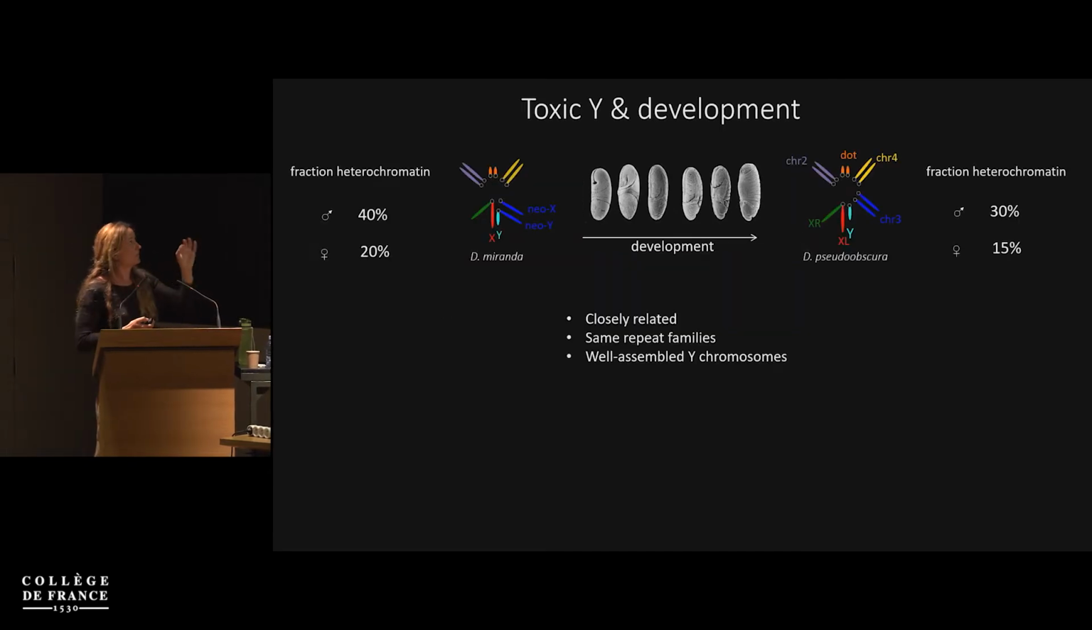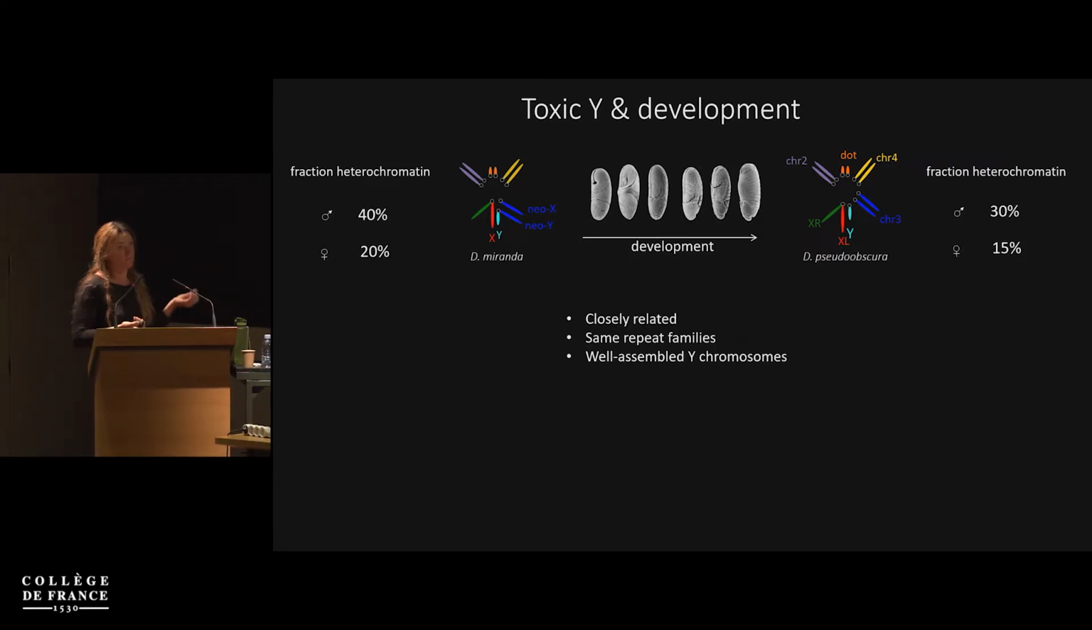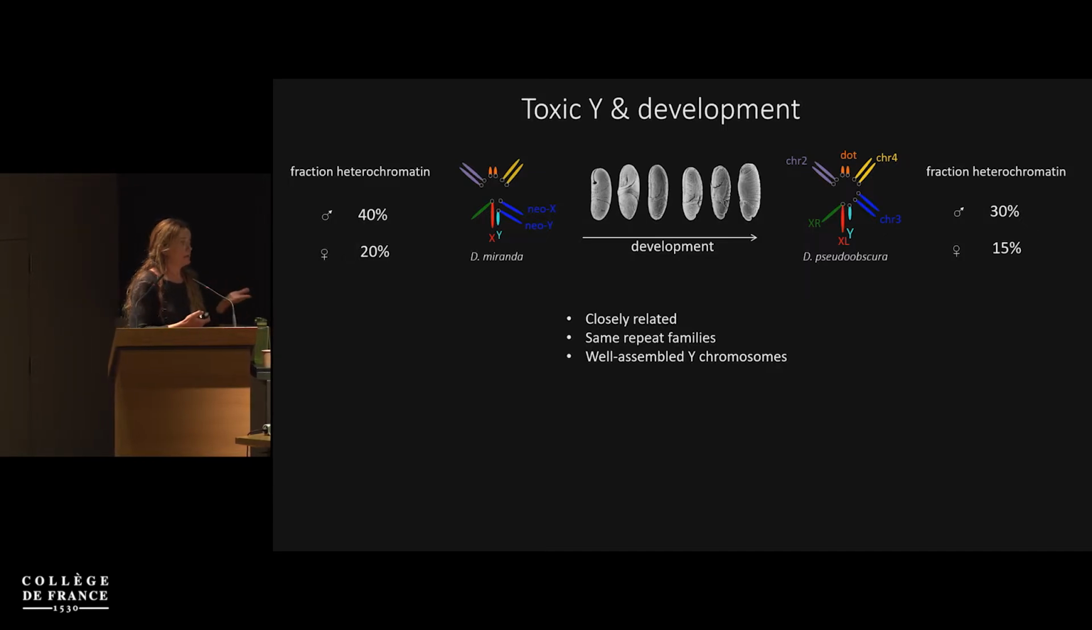And so we decided to look at heterochromatin formation in early development, contrasting 2 species that have very different Y chromosomes. The first one is Drosophila miranda, the other one is a close relative, Drosophila pseudo-obscura. And we chose those species for multiple reasons. On one hand, they're closely related, so they have the same repeat families. We can compare the same transposable element families. And we also produced very well-assembled Y chromosomes for both of those species.